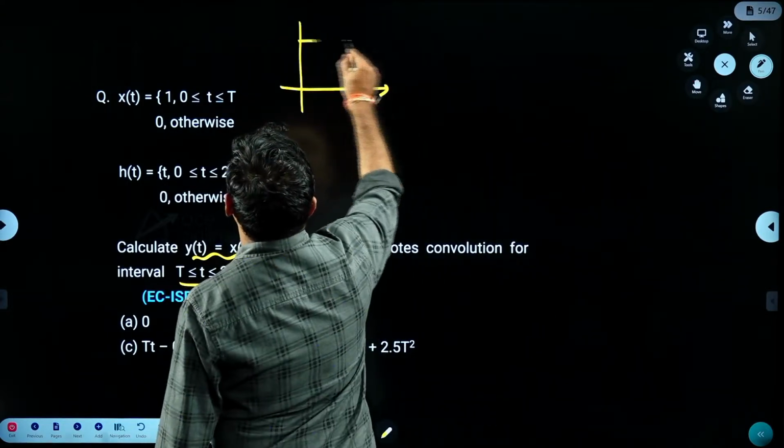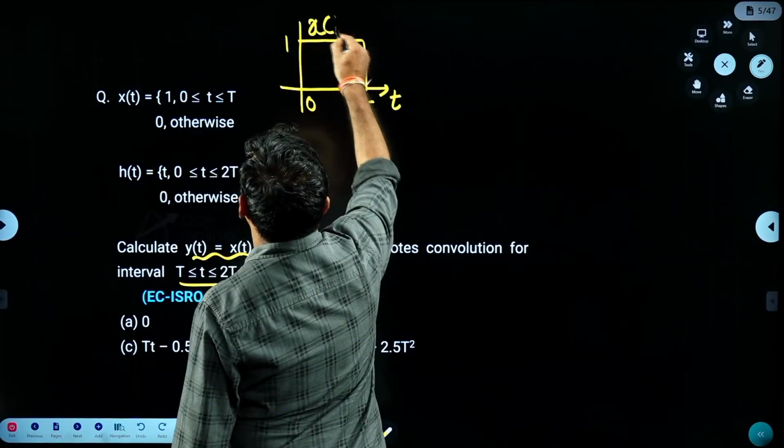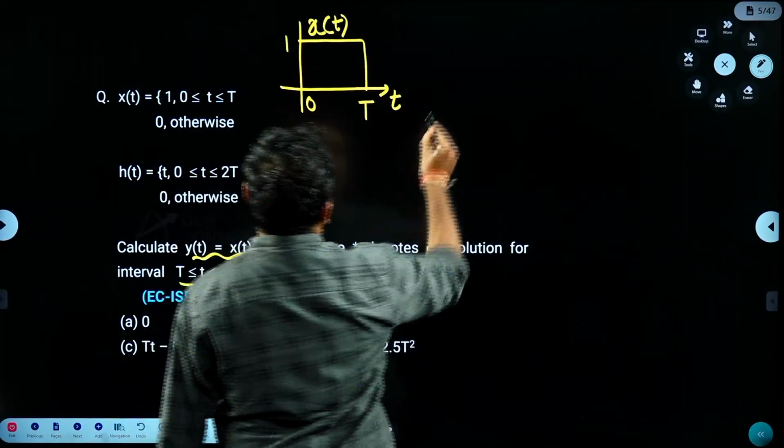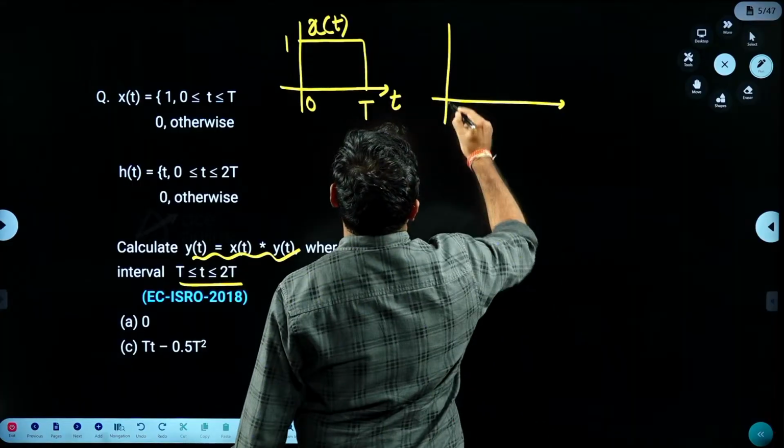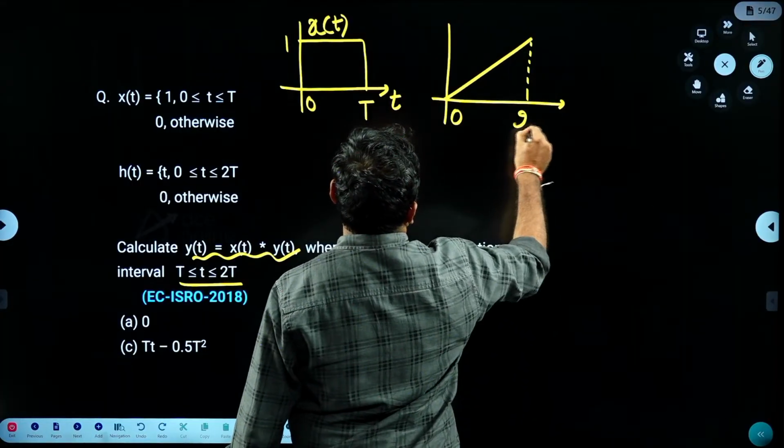X of t graph is having constant amplitude for 0 to capital T range. H of t is like a ramp. It is like a ramp.